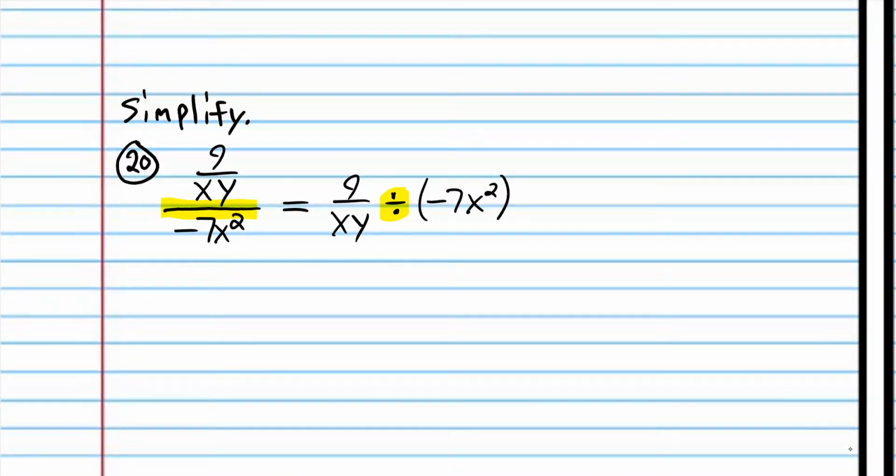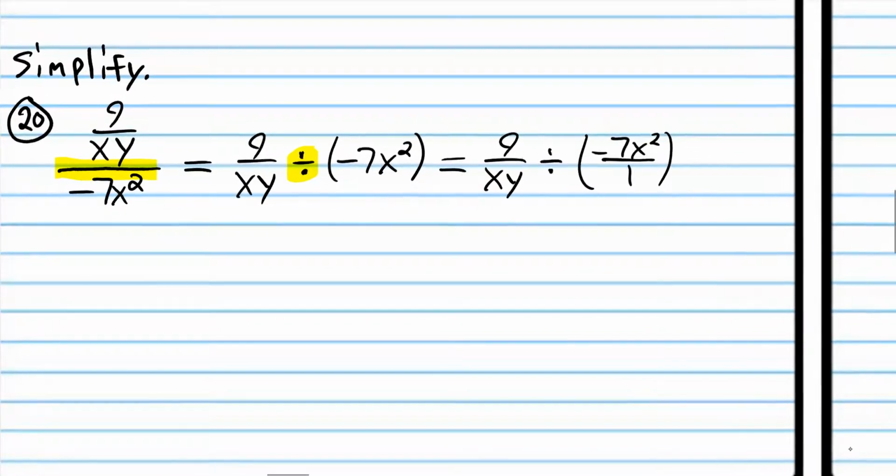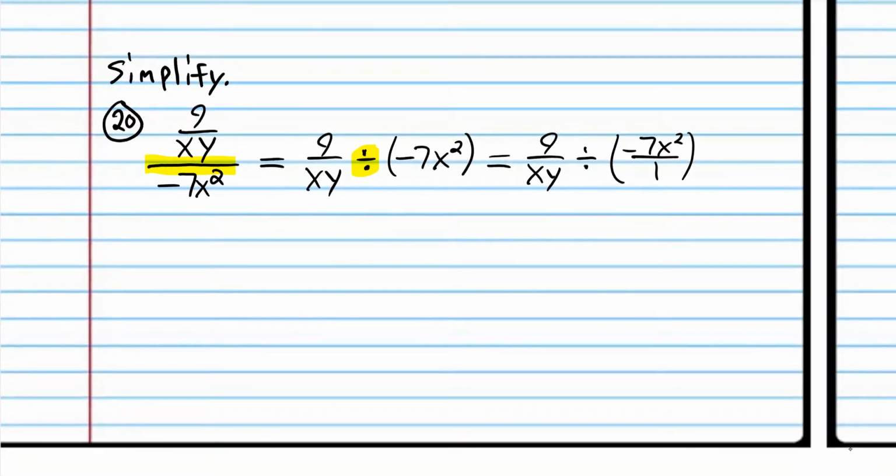Now, please be aware that you cannot put a negative symbol right next to a division symbol. You have to use parentheses. Now, at this point, a lot of students would just get stuck. But if I write negative 7x squared as negative 7x squared over 1, then hopefully that will help you to get unstuck. Remember, if something doesn't look like a fraction, you can always make it look like a fraction by writing over 1.